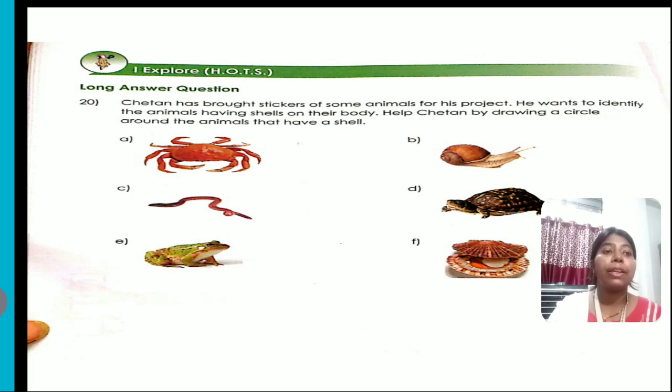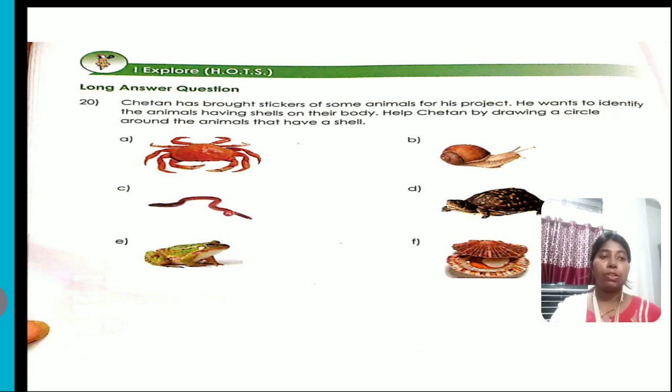So first one is a crab. It has a shell. Second is B, snail. Yes. C is a snake, so it doesn't have one. D is a tortoise, it has a shell. E is a frog, it doesn't have one. And the last one, F, is an oyster. So it has a shell. So your answer will be A, B, D and F.